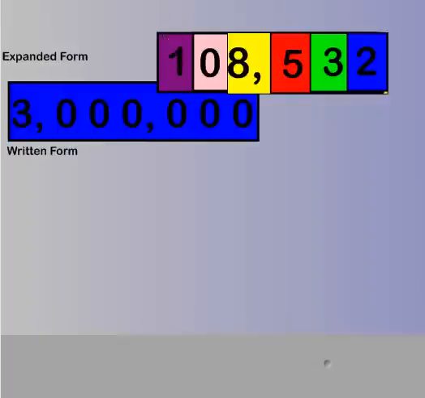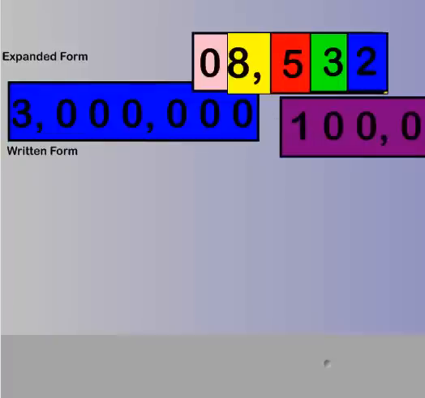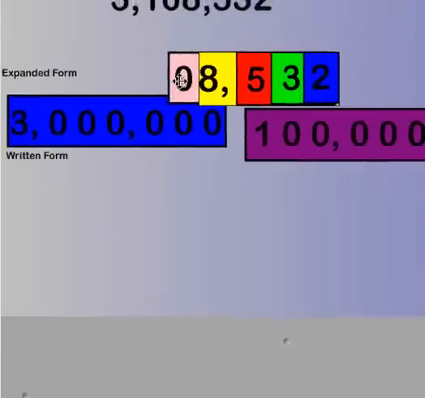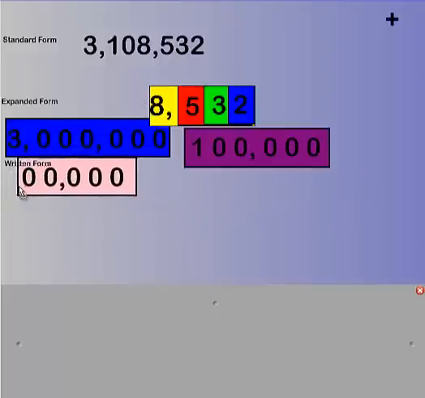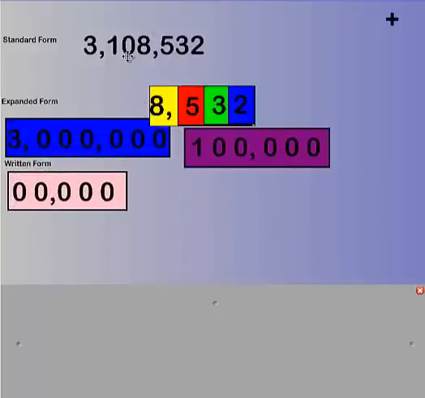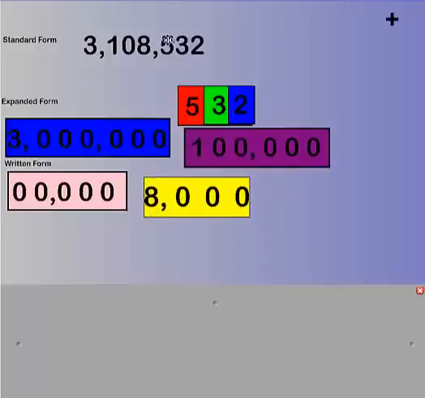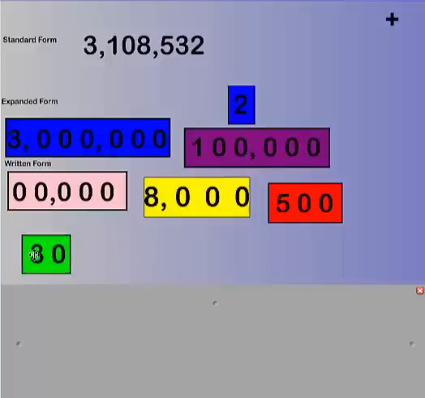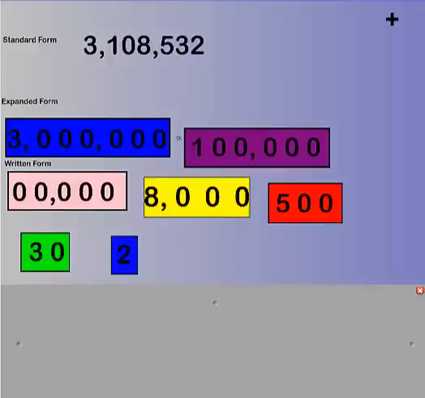plus the 1 is in the 100,000s, so the next number should be 100,000. Do we have any 10,000s? We don't, but I went ahead and made a form so it would hold the place. You need to hold the place. Otherwise, your digits end up in the wrong place value. Then the next number that we have is an 8 in the thousands. So this should be 8,000 plus a 5 in the hundreds is 500 plus a 3 in the tens is 30 plus a 2 in the ones is 2. So if we add all these together, 3 million plus 100,000 plus 8,000 plus 500 plus 30 plus 2.